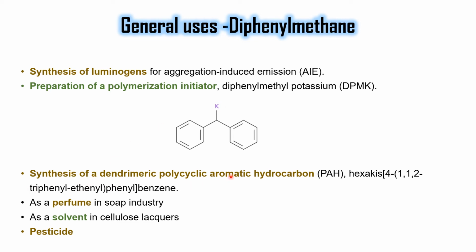Synthesis of dendrimeric polycyclic aromatic hydrocarbons. So this is the substance. This is the chemical name given. This is synthesized from diphenylmethane and it is used in the synthesis of dendrimers. Dendrimers are macromolecules which are used nowadays. A lot of research is going on them. They are used to carry the drug. So as a drug delivery system, they are now in use. There also diphenylmethane finds use. Then some other general applications are as a perfume, as a solvent, as a pesticide, that also exist.